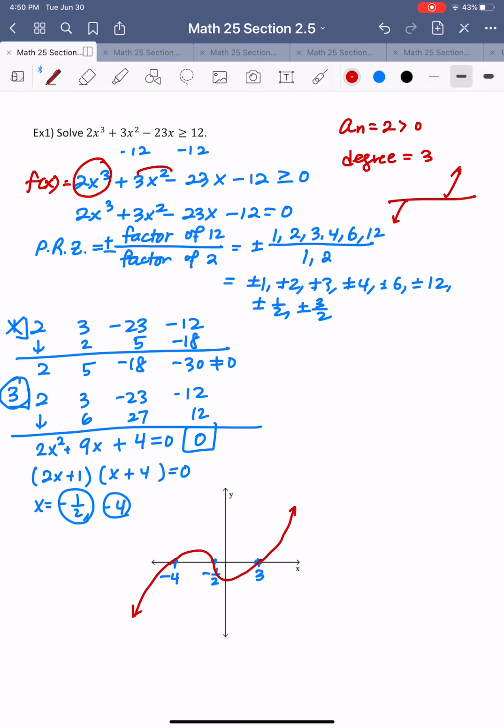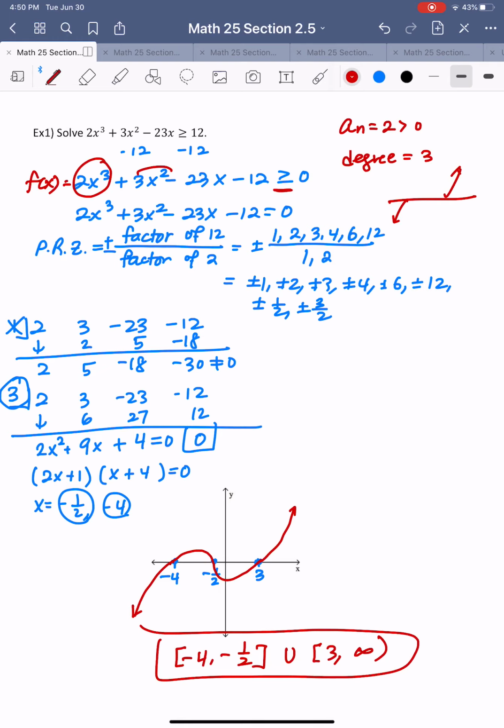Now we are answering it. The inequality is greater than or equal to 0. So we're just going to find what parts of this polynomial are above 0. This is above 0 and this is above 0, right? So we want to say from negative 4 to negative 1/2, and then also 3 to infinity, as a union. So this is the answer for this question.